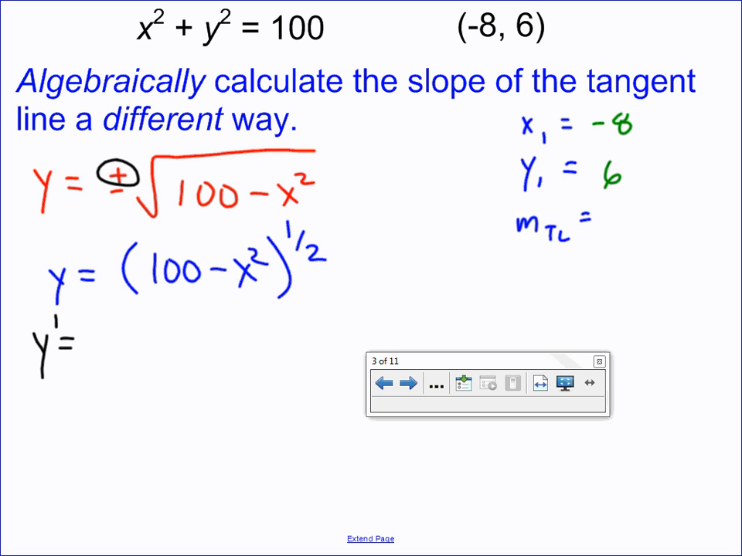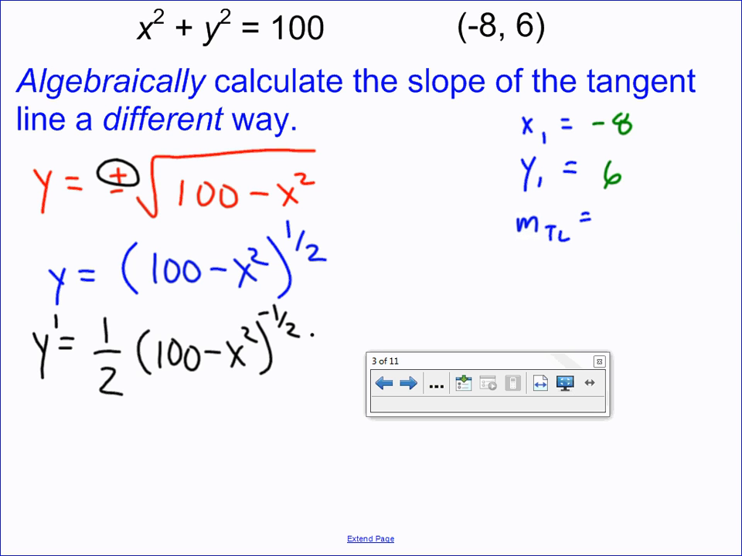Then my differentiation, we'll utilize the power rule, and I'll get exponent times the base raised to 1 less. What's 1 less than 1/2? Negative 1/2. Times the derivative of the base. Several people forgot that on your rules quiz last class, right? Exponent times the base raised to 1 less times the derivative of the base, right?